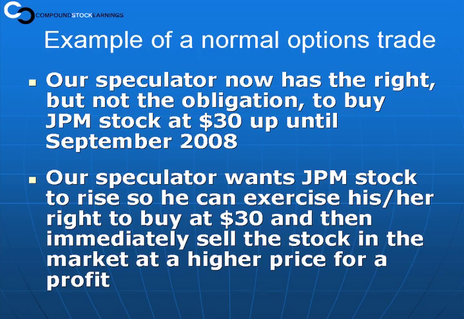Now, these option contracts are standardized and they all expire on the third Friday of each month. So this contract is going to expire on the third Friday of September 08. Third month or third week? The third Friday. The third Friday of each month. Yep. Why he purchases this option, the speculator wants the stock to rise so he can exercise his right to buy at 30 and then immediately sell the stock in the market at a higher price for a profit. Okay, so when a speculator buys this option, he is anticipating the stock price is going to increase.